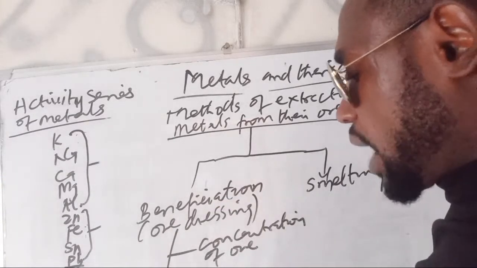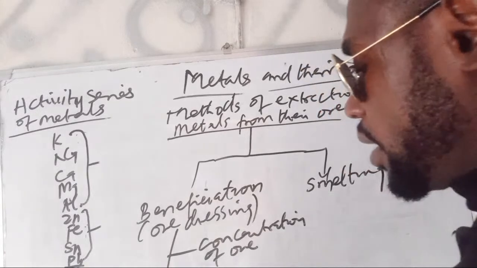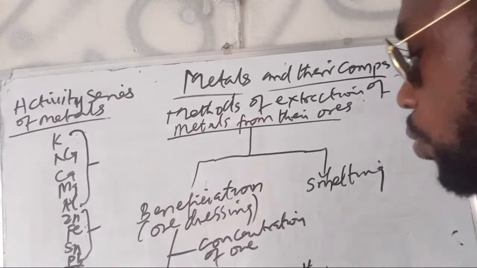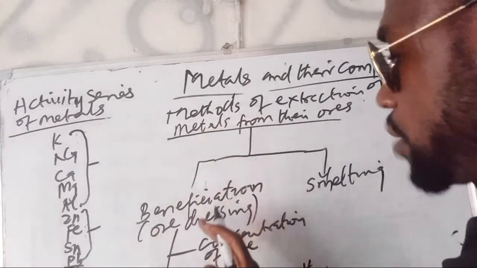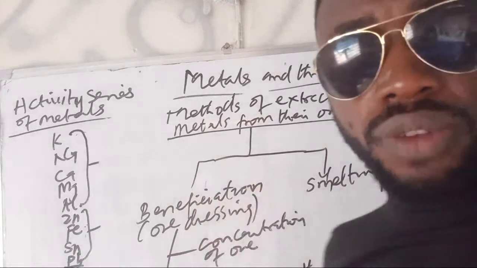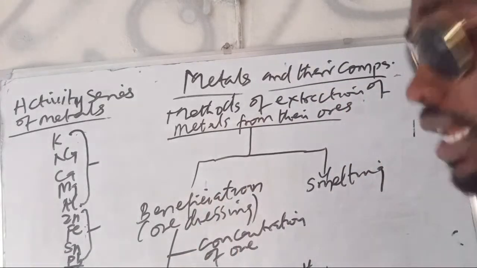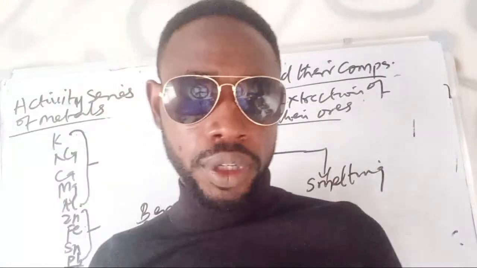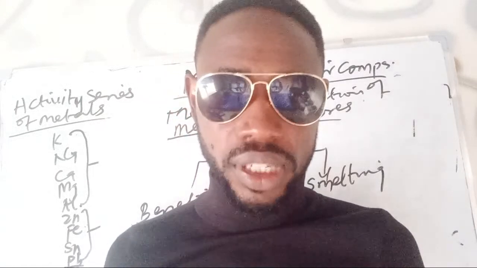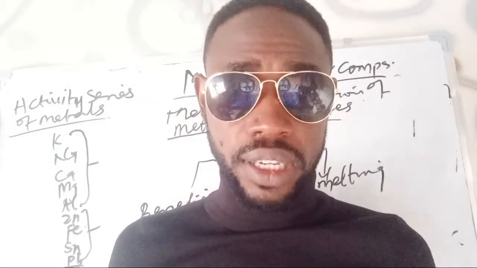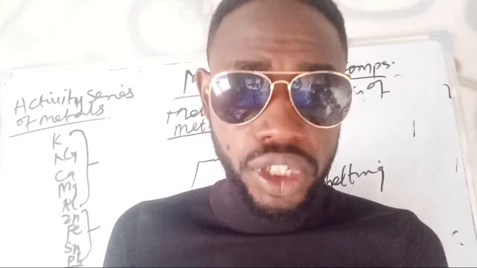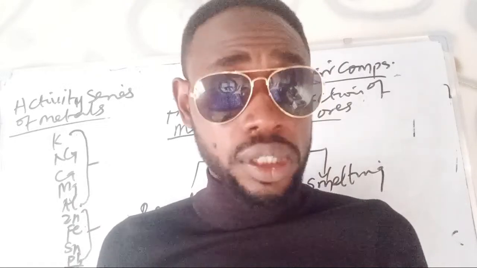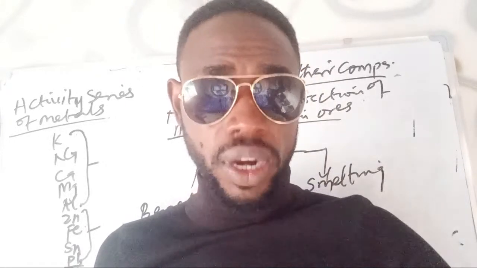Under this beneficiation, you can now have what we call roasting in the air. This is the preparatory stage before the main extraction, under metallic extraction. Roasting in the air is advised if the ore is not in oxide form. Roasting in the air is just heating the ore at a very high temperature in the presence of enough air or enough oxygen to convert the ore to oxide. So roasting in the air is not done when the ore is already in oxide form.